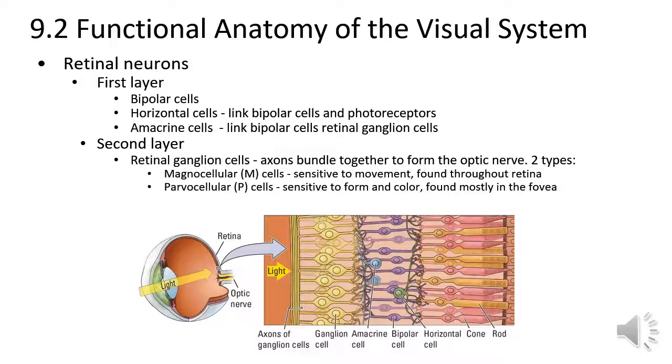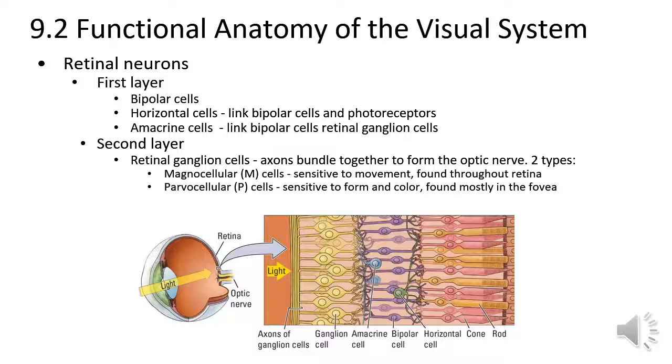Okay, so the retinal neurons. The first layer includes bipolar cells and horizontal cells, which link the bipolar cells to the photoreceptors, and amacrine cells, which link bipolar cells to retinal ganglion cells, so this is like a little linkage process. In the second layer are the retinal ganglion cells, which we're going to talk more about later, as these are the most important ones in this section, besides the photoreceptors. The axons of the retinal ganglion cells bundle together and form the optic nerve, which, if you remember, turns into the blind spot in the back of the retina.